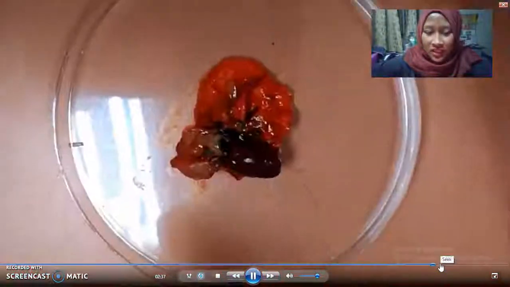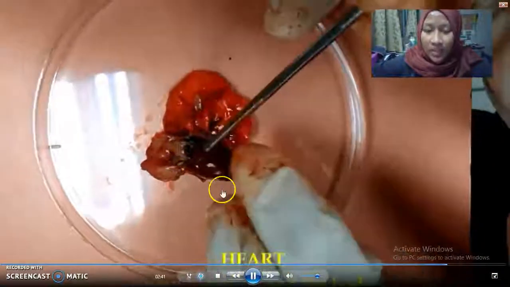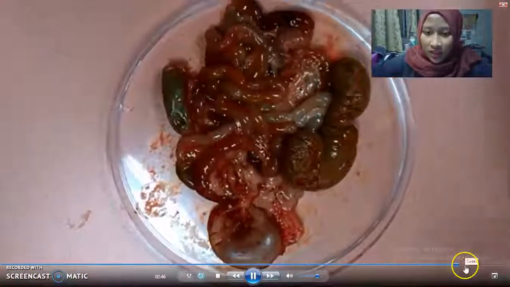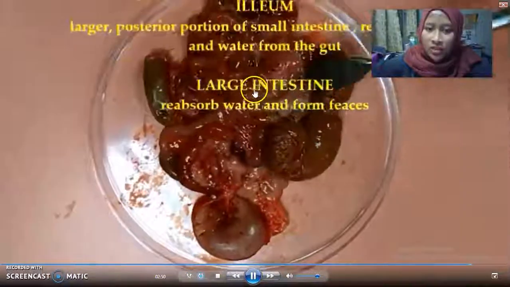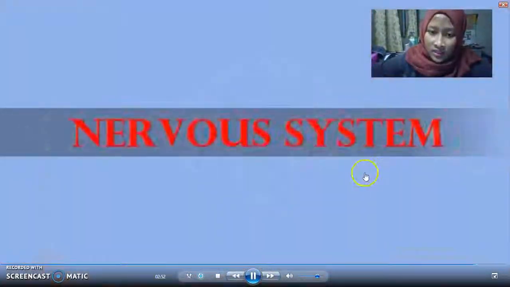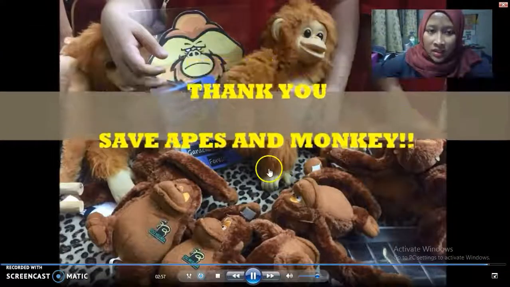And here is the circulatory organ that consists mainly of the heart, the vein and also the artery, and the digestive system that comprises the stomach, duodenum, ileum, and also the spleen. For the nervous system, it is represented by the brain.